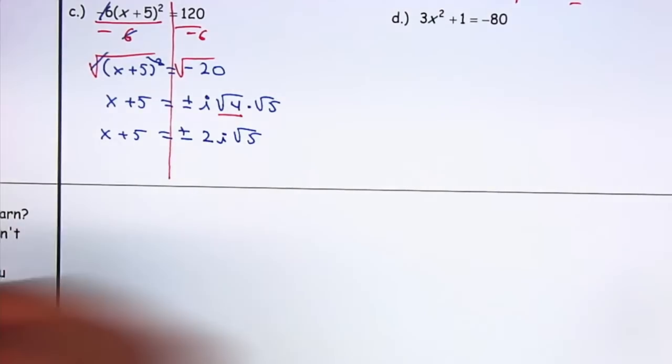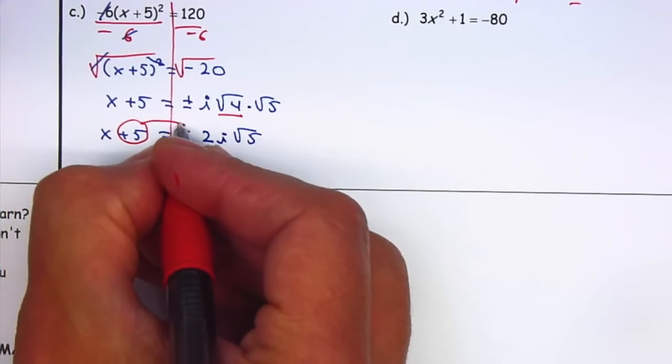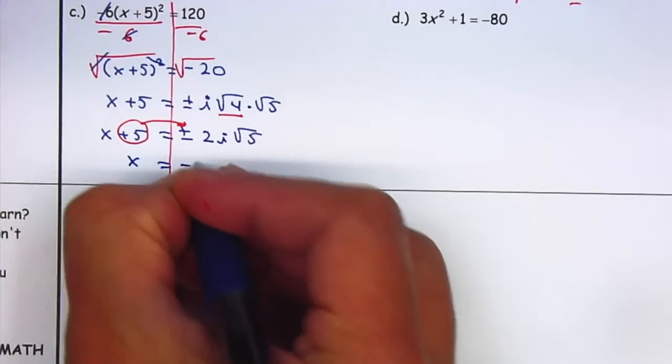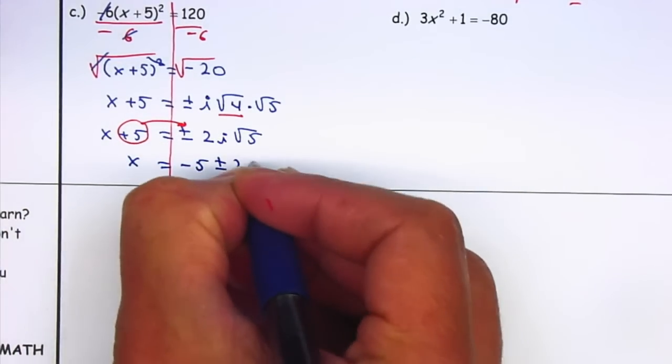Last step is to move the 5 to the right, becomes a negative. So x is equal to negative 5 plus or minus 2i square root of 5.